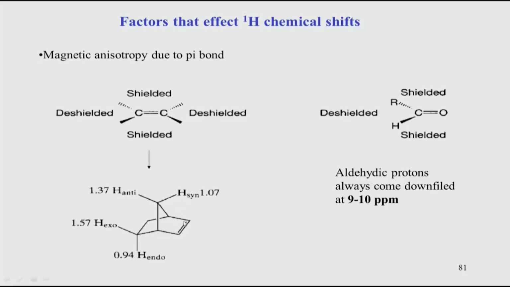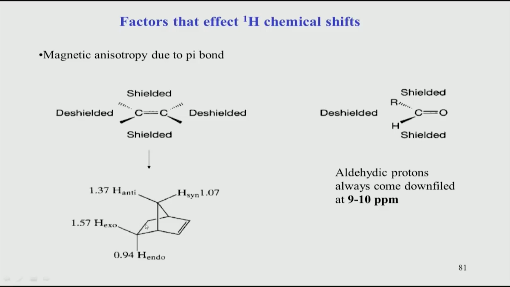So, we see there is a pi bond here. This hydrogen atom comes right on top of this pi bond, and it therefore comes into the shielded zone, and there its chemical shift value is 1.07, which is relatively upfield shifted compared to a hydrogen here, which is downfield shifted because it is away from this.